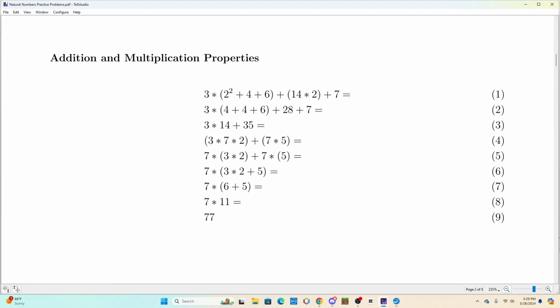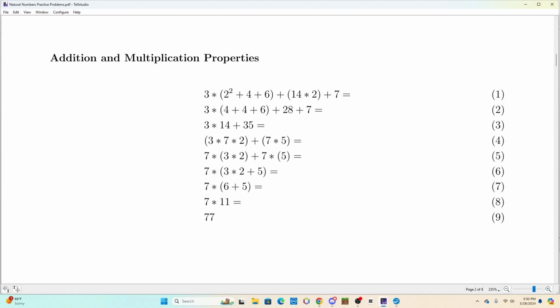Addition and multiplication properties. This is a rather complicated, or at least tedious problem. It uses many addition and multiplication properties. Equation 1 is just a statement of the problem. Equations like this emphasize good writing abilities as you have to accurately copy each part of the problem from line to line.